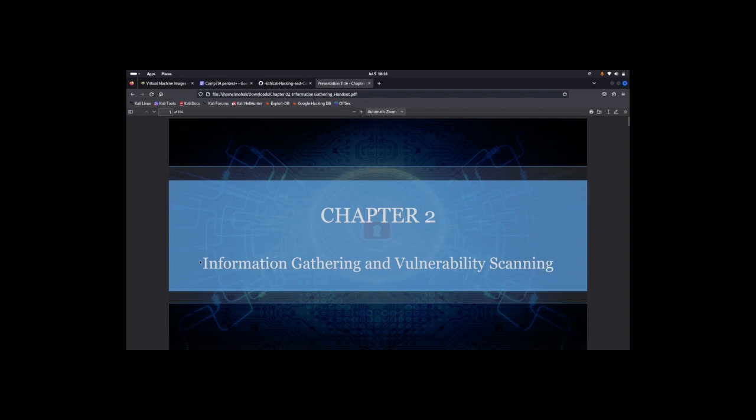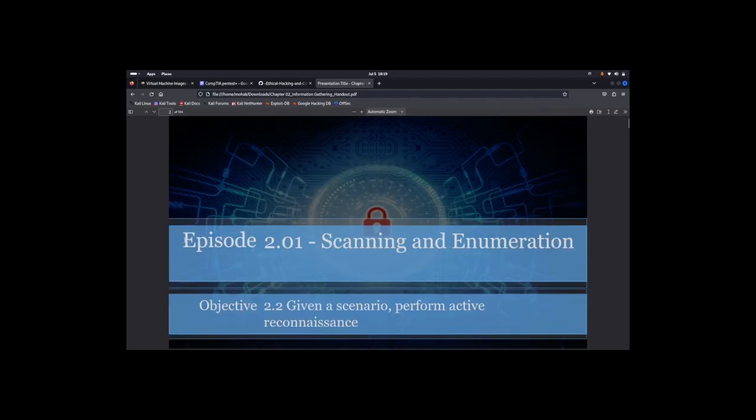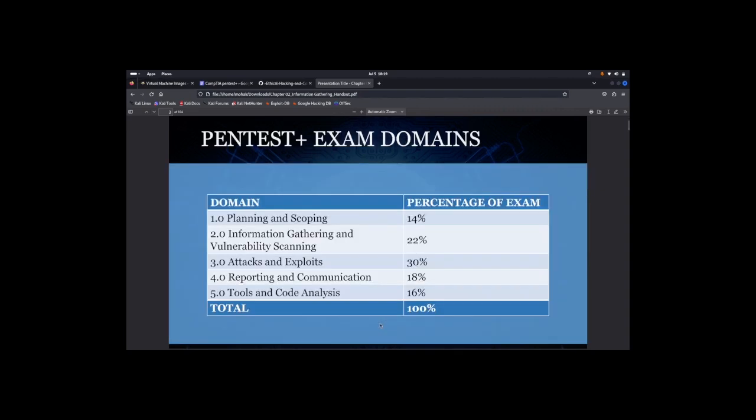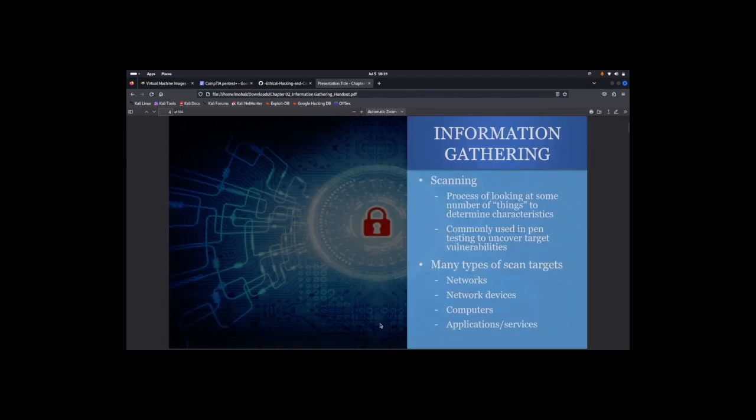So today my goal is covering some of the basic ideas of information gathering and vulnerability scanning. So episode 1 is scanning and enumeration. The objective of this is to, given a scenario, perform active reconnaissance. There is the percentage of the exam, not very important for me, but the thing is, what is scanning?